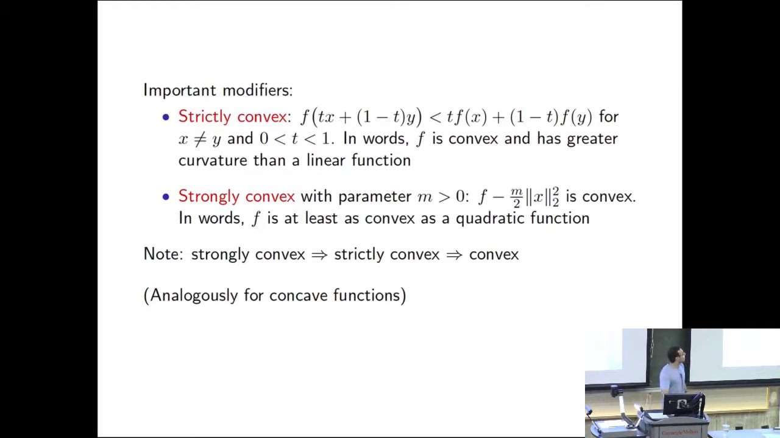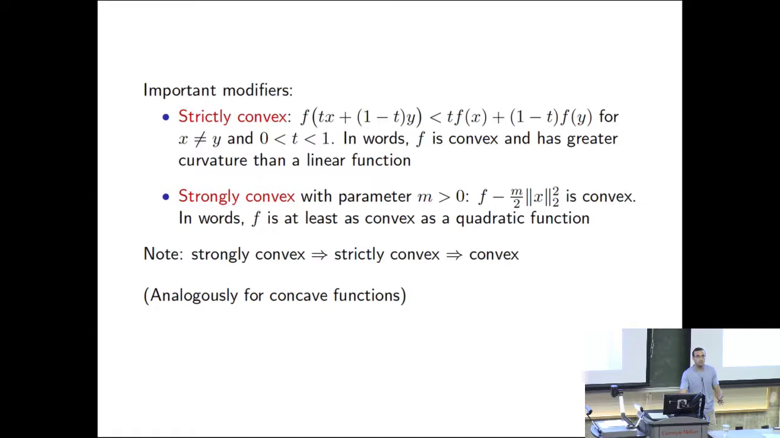So here are some very important modifiers. Strict convexity. Strictly convex means that this inequality is strict as long as t is strictly between 0 and 1, not equal to 0 or 1. In other words, the function f lies strictly below the line segment everywhere in between. It's obviously going to meet the line segment at 0 and 1, but it has to lie strictly below the line segment in between. So the way I think about strict convexity in my mind is that f is at least as curved as a linear function.